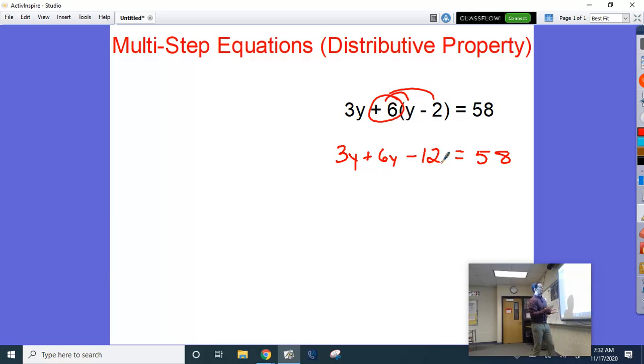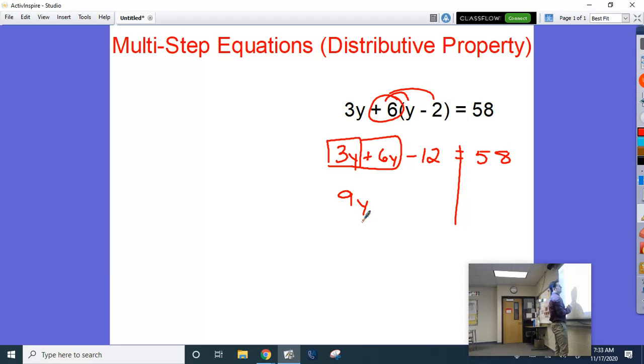Okay? Now, what you see on the same side of this equation is combining like terms. We have a 3y, we have a positive 6y. We want to combine those together in order to make a positive 9y. Drop in the minus 12, drop in the 58. Okay? And now you solve it as a two-step equation.